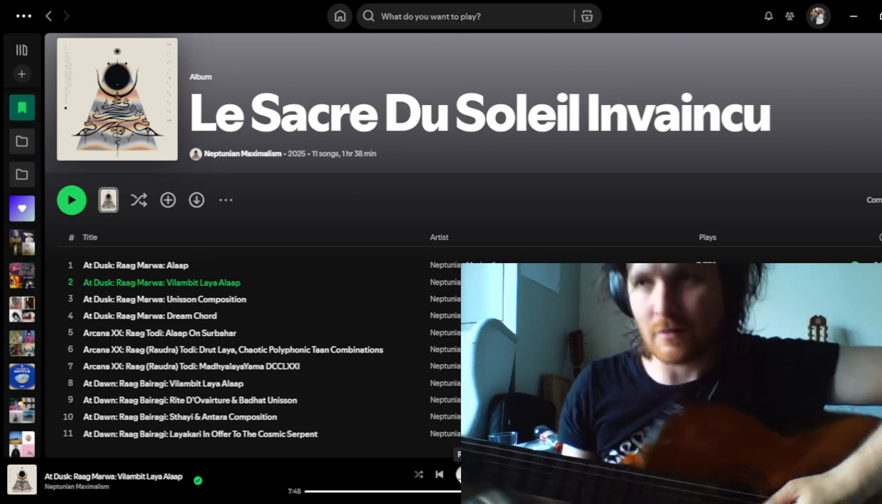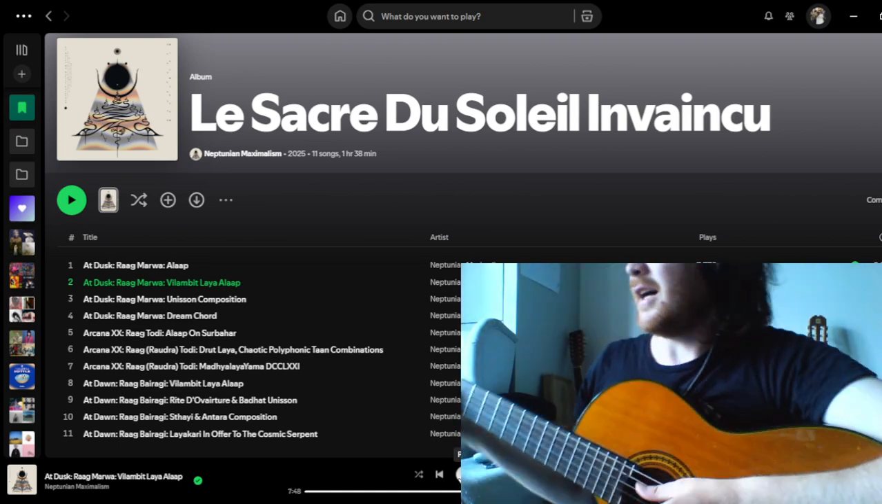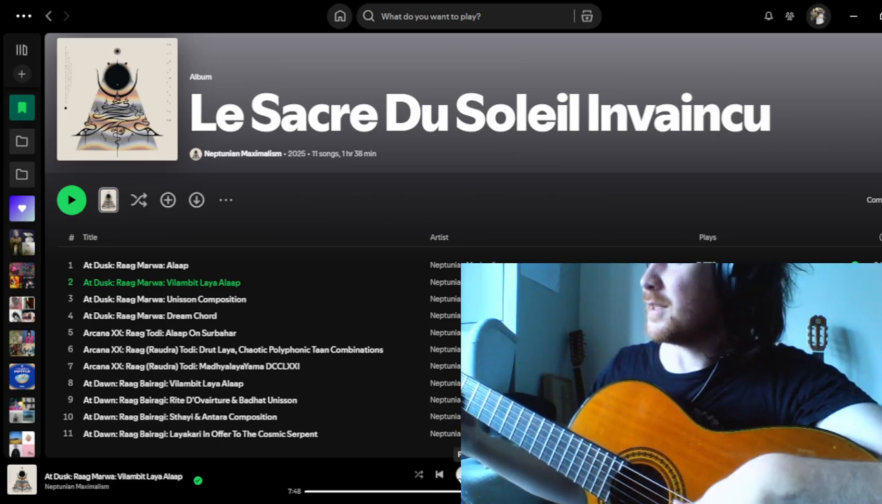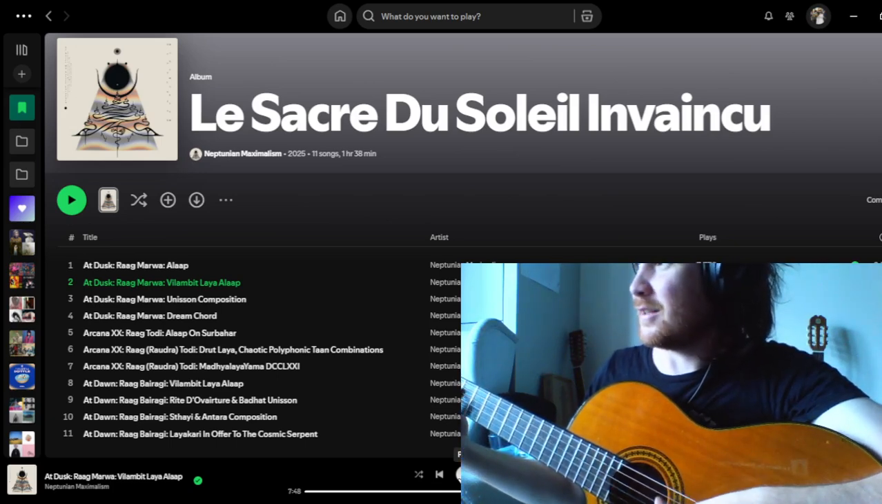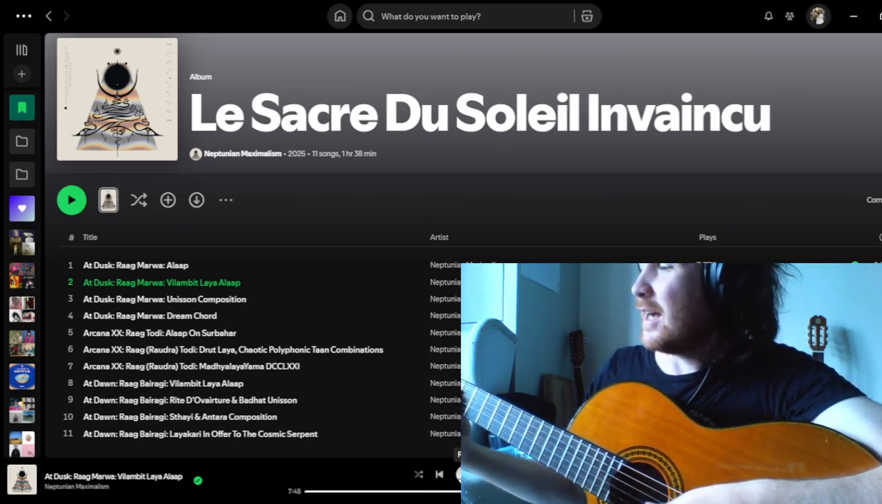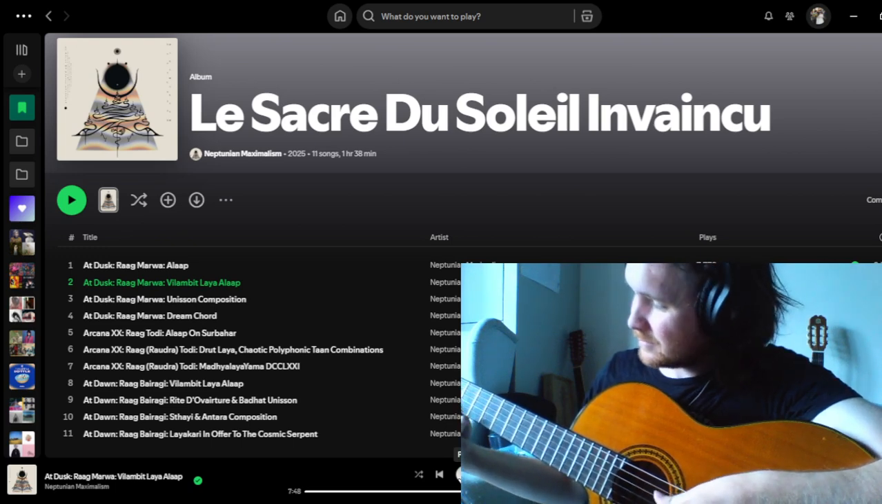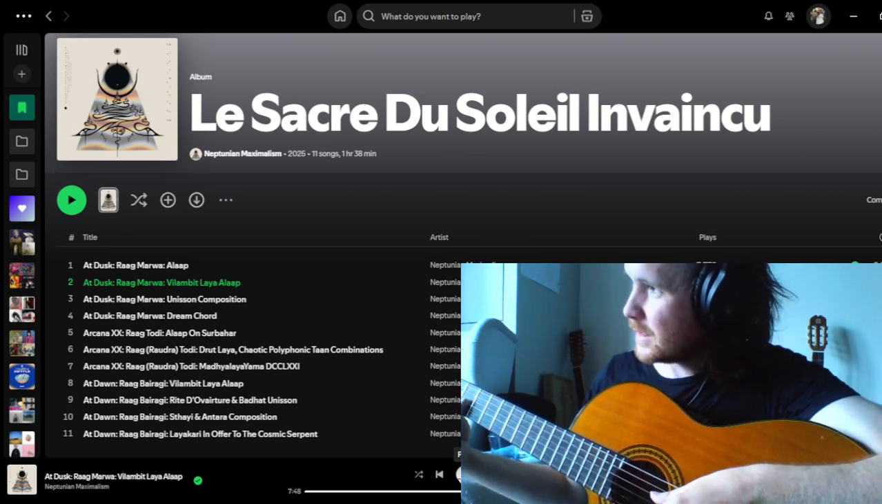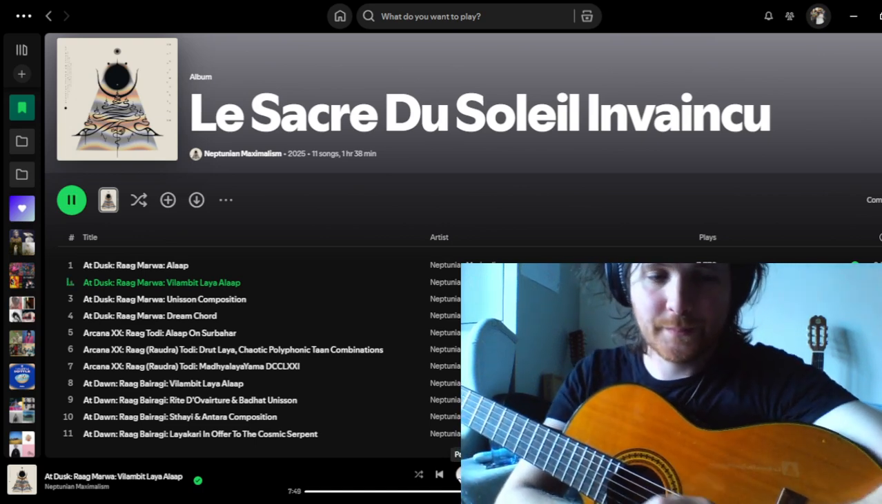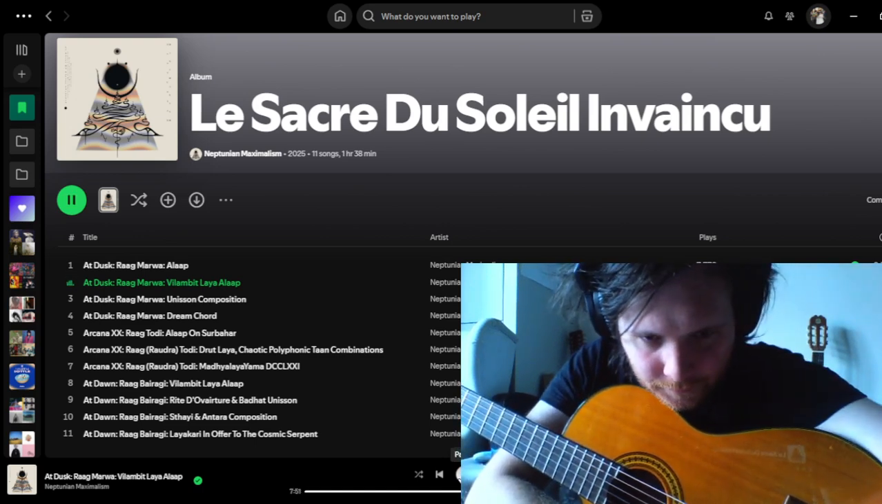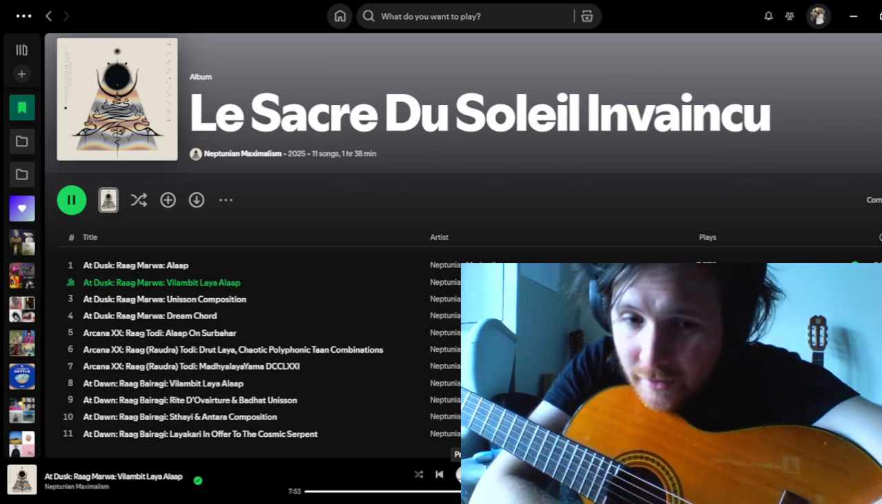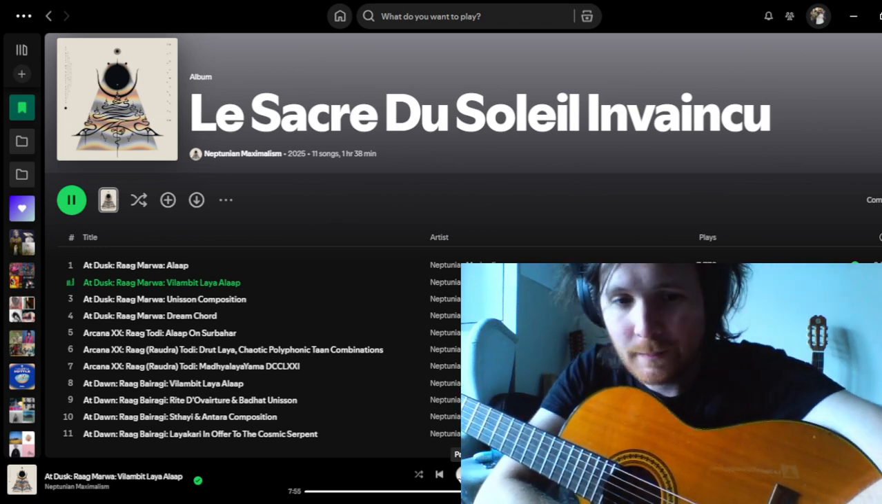Oh no, that's the wrong bloody key. I've confused myself so much by saying about it in C to begin with. But yeah. Yeah, this kind of area. That kind of area. Although it's back down now, isn't it? Never mind.